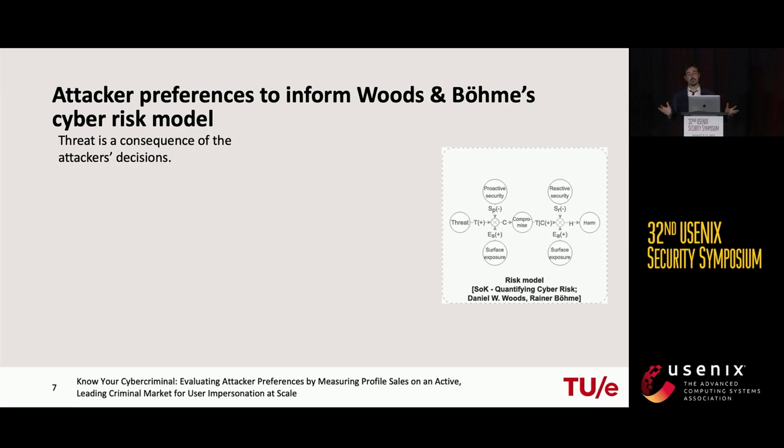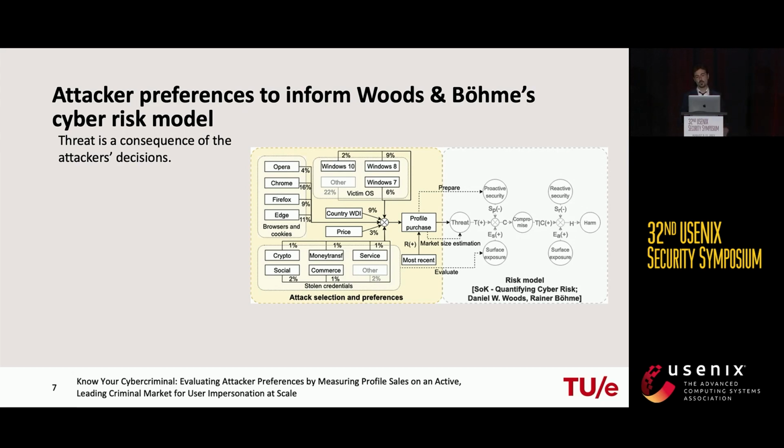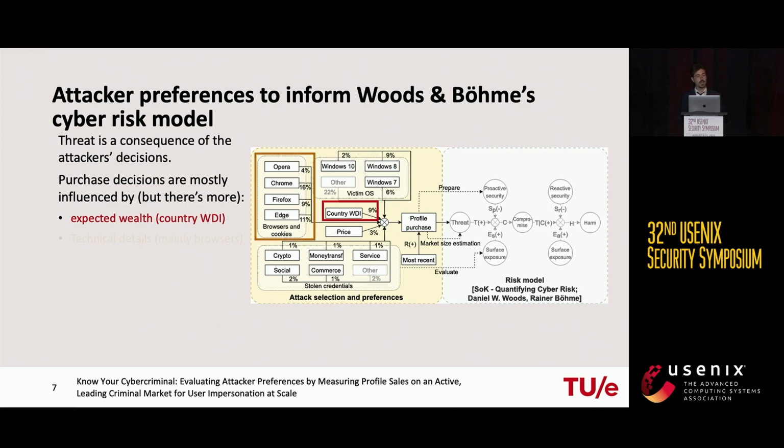So to put it into the wider context, we look at how the threat is generated. We have to consider that threats are not generated out of thin air. They are the effect of an action from an attacker. There are some decisions that the attacker makes. So we decided to break down the factors that influence the decisions of attackers when choosing their victims. We instantiated this risk model in relation to the threat we studied to look at the purchasing decisions of the attackers. We see that they are mostly influenced by the expected wealth, unsurprisingly, and the technical details of the offered profile, because of course attackers want to know if the attack technology they are going to buy is going to be effective or not.